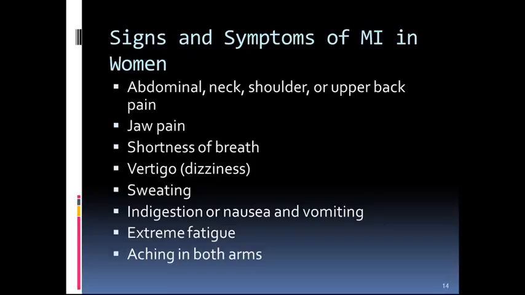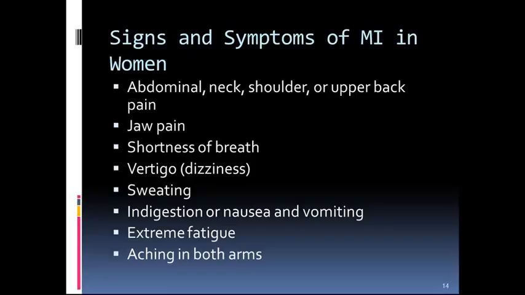Signs and symptoms of an MI in women: abdominal, neck, shoulder, and upper back pain, and jaw pain. These two are the main indicators for myocardial infarctions or heart damage in patients, and can often be mixed with GI symptoms and can be missed. Shortness of breath, vertigo or dizziness, sweating, indigestion or nausea and vomiting, and extreme fatigue or aching in both arms.